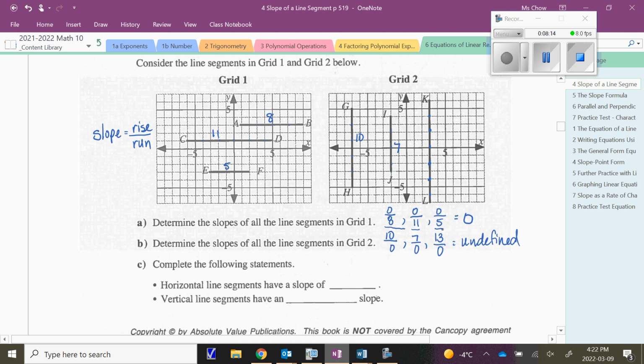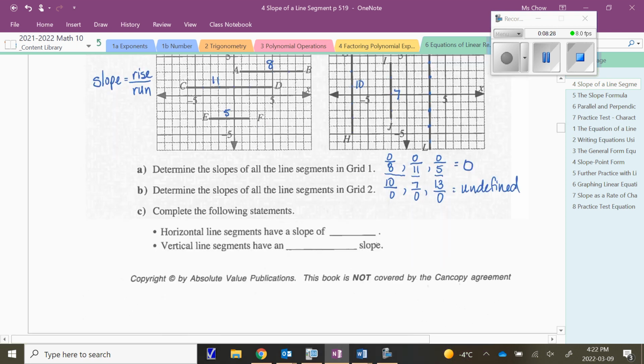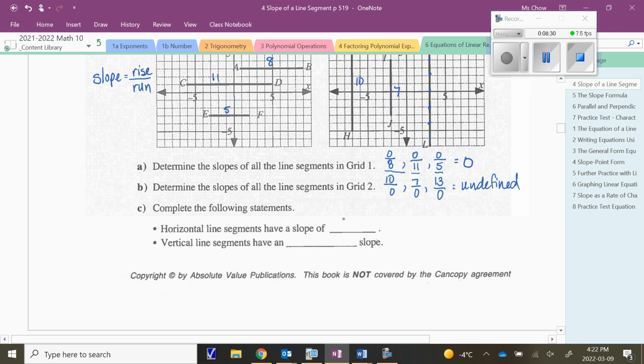Whereas we take a look at the vertical lines, we would have 10/0, 7/0, 13/0, and we cannot divide by 0, so it is considered undefined. So all horizontal line segments have a slope of 0, and vertical line segments have an undefined slope.